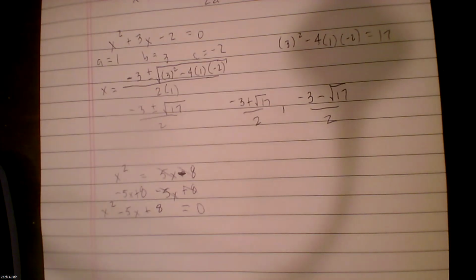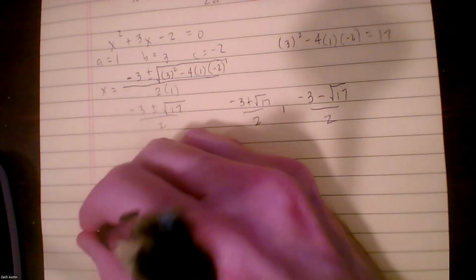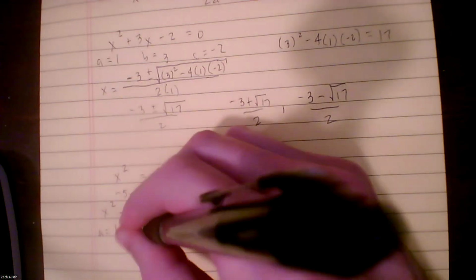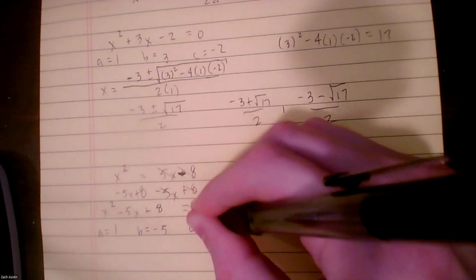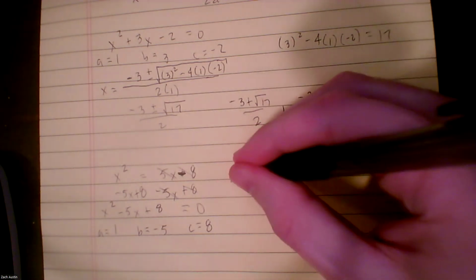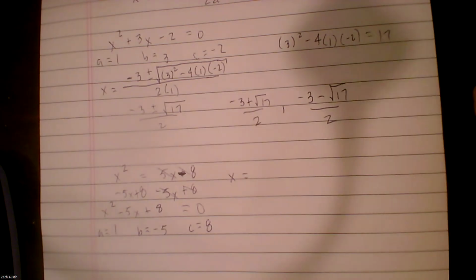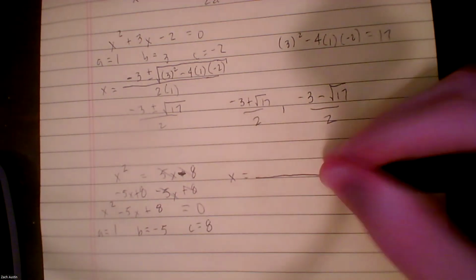Next step is to get our a, b, and c values. My a is 1, the coefficient on the x squared. My b is -5, and my c is 8. So I'm going to put this into my quadratic formula. We want the opposite of b, so the opposite of -5 is 5.